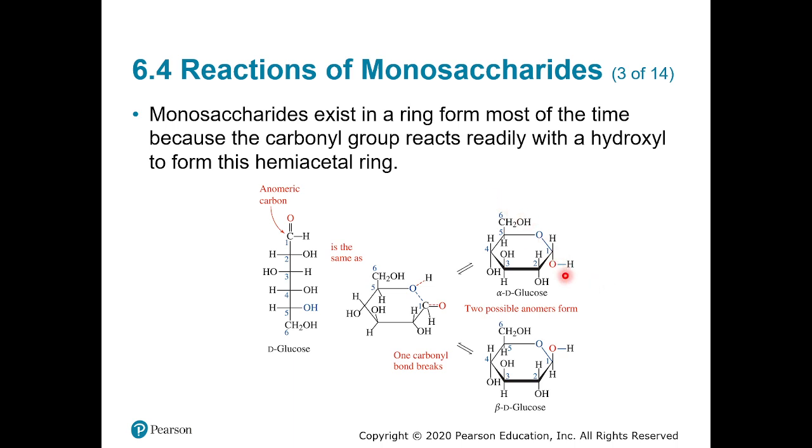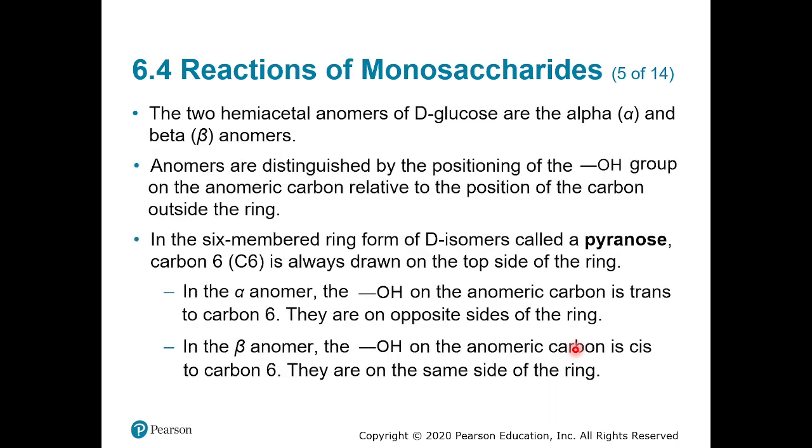Opposite sides of the ring, same side of the ring. Okay. All right, so your 6-membered ring form of D-isomers is going to be called pyranose. Again, this is pyranose. It has 6 carbons. It's always drawn on the top side of the ring. In the alpha anomer, the OH on the anomeric carbon is going to be trans to carbon 6. Opposite sides. On the beta anomer, they're going to be cis. They're going to be on the same side of the ring.